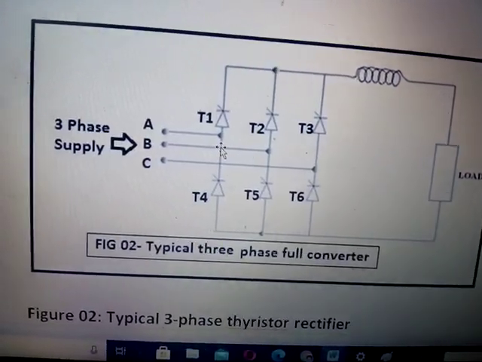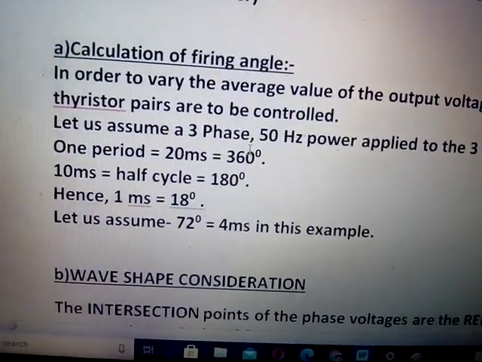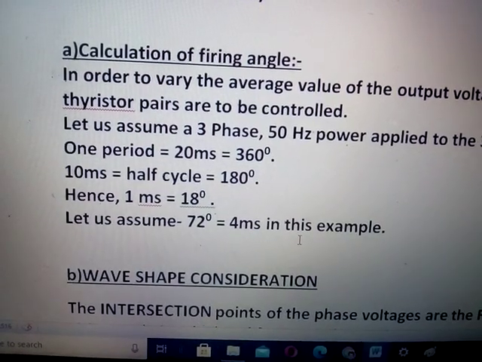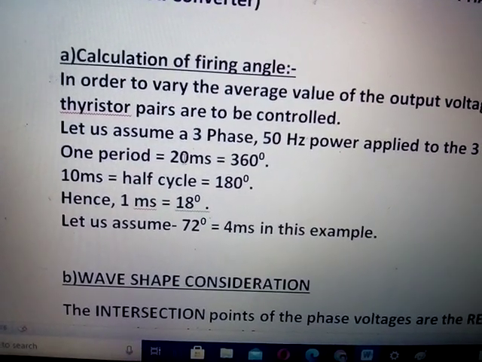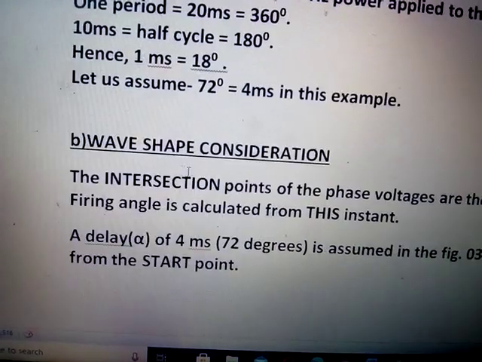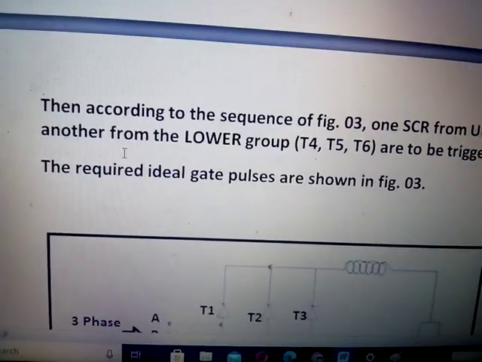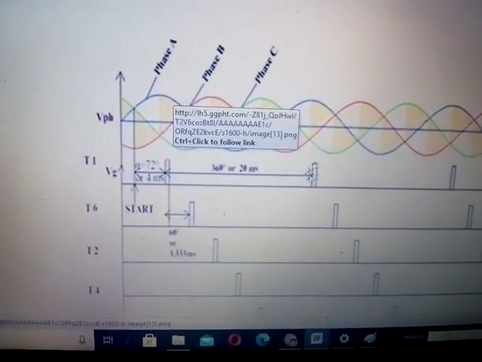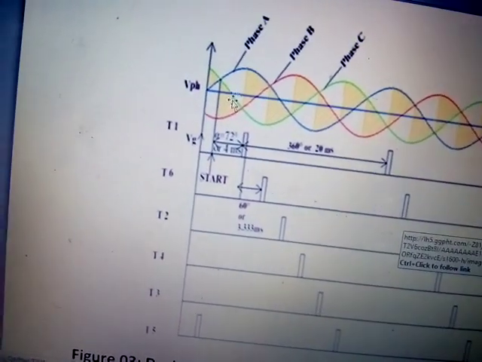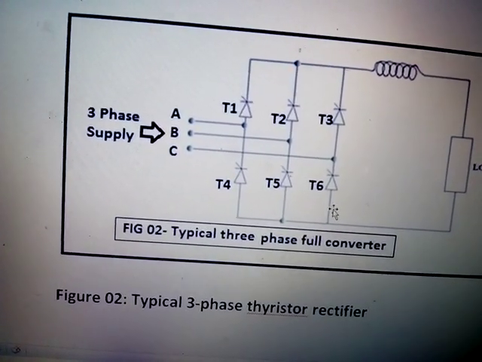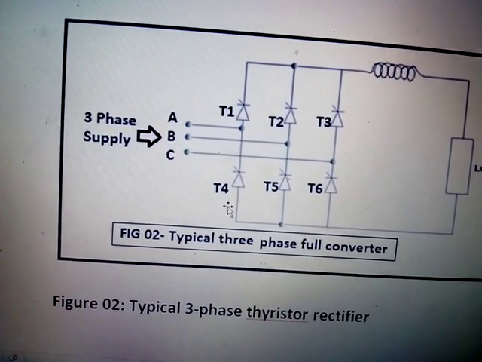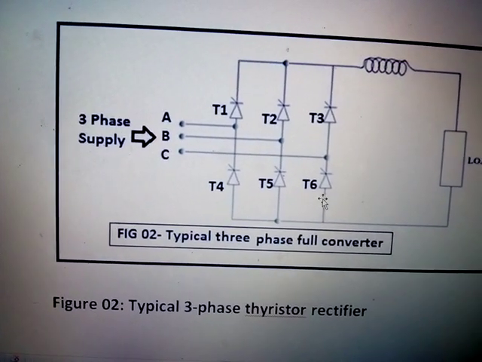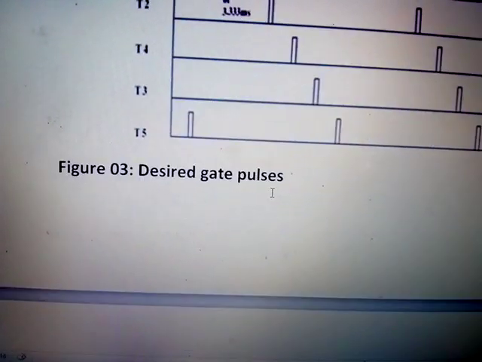So here alpha we have taken as 72 degrees, so 4 milliseconds. The 20 milliseconds period you can calculate here, it is given there. So after 4 milliseconds the microcontroller should give firing pulses in the sequence you know, T1, T6, T2, T4, T3, T5. Check what you have already been taught in the previous classes also. It is written properly in the notes.